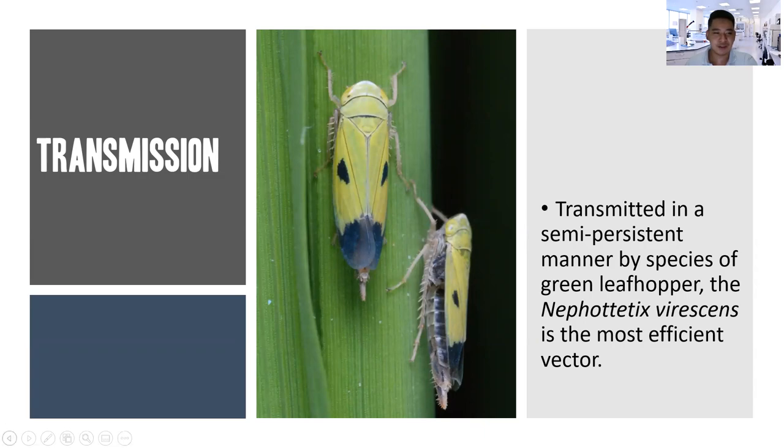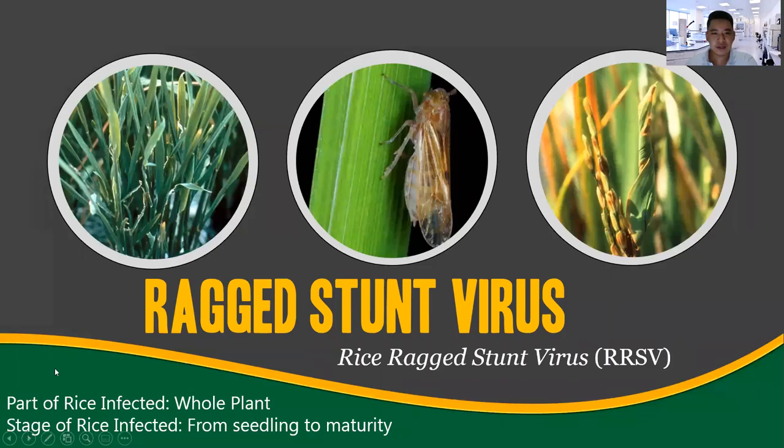Then, next one is the rice ragged stunt virus, caused by rice ragged stunt virus, RRSV. So, whole plant din po yung ini-infect niya. So, from seedling to maturity yung growth stages kung saan natin ma-observe si ragged stunt virus po.